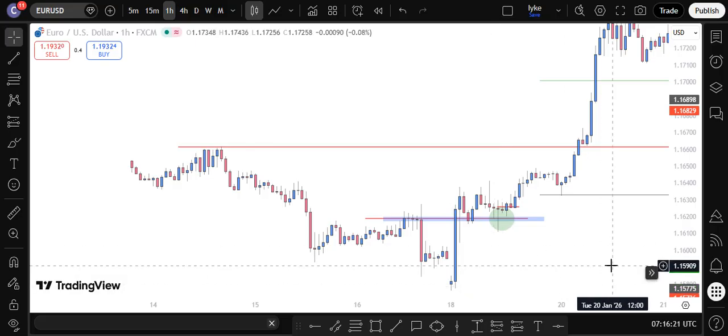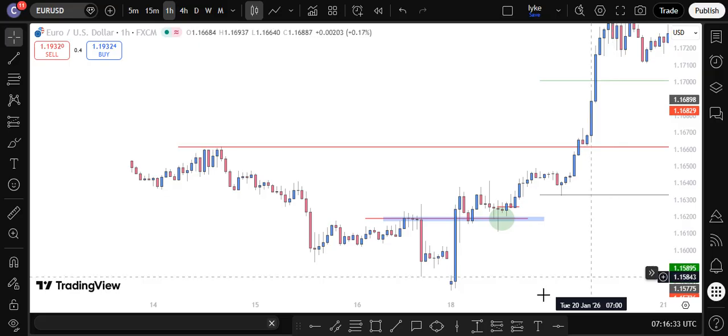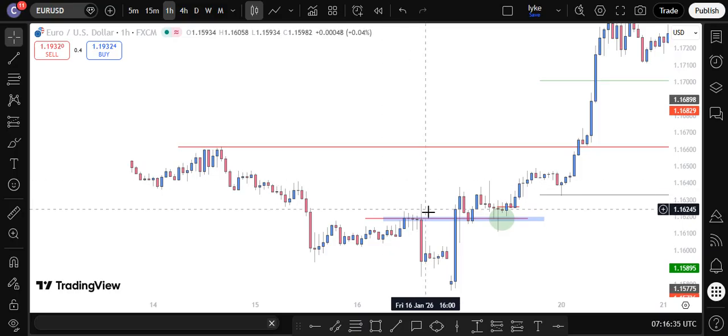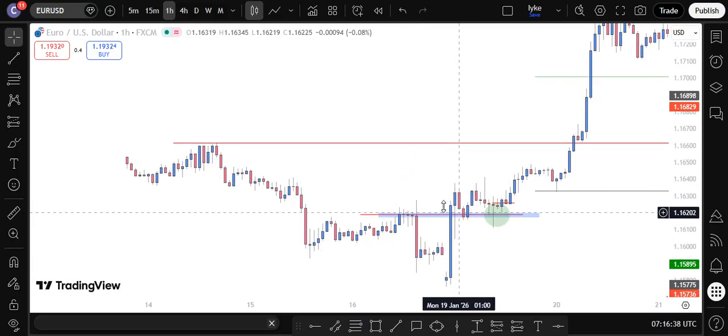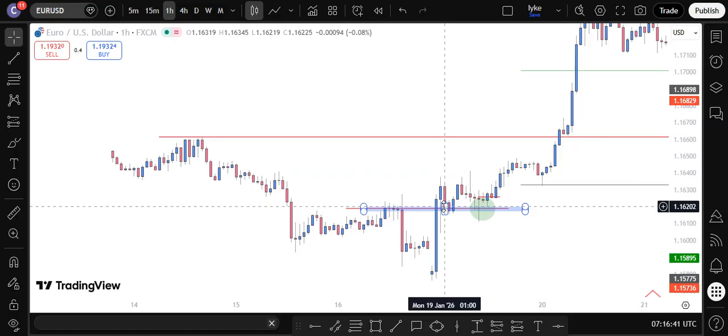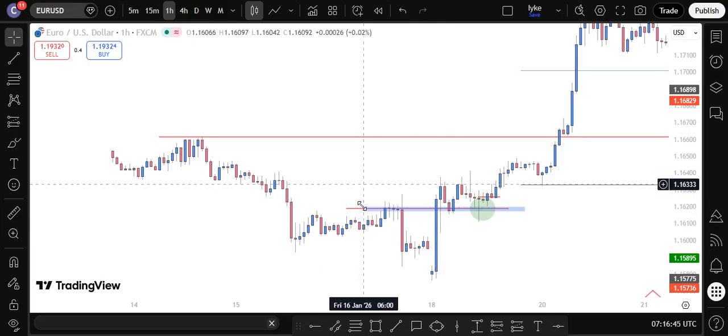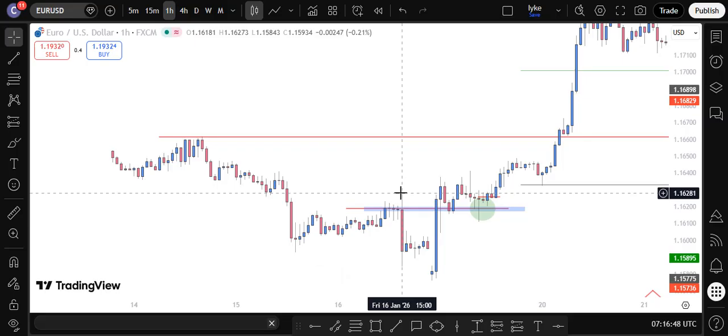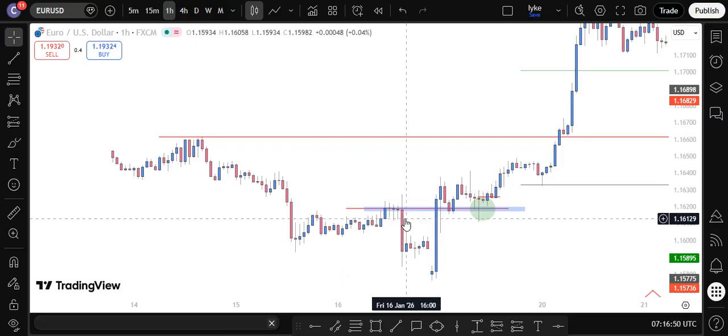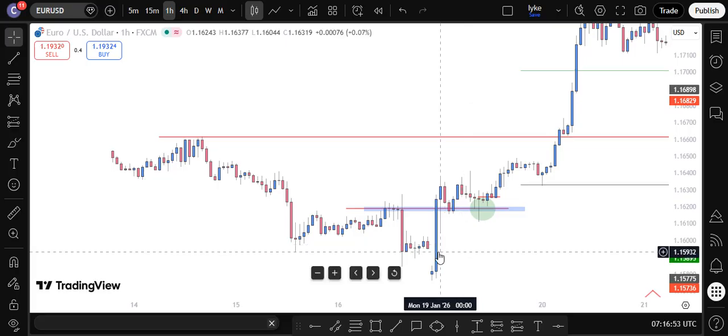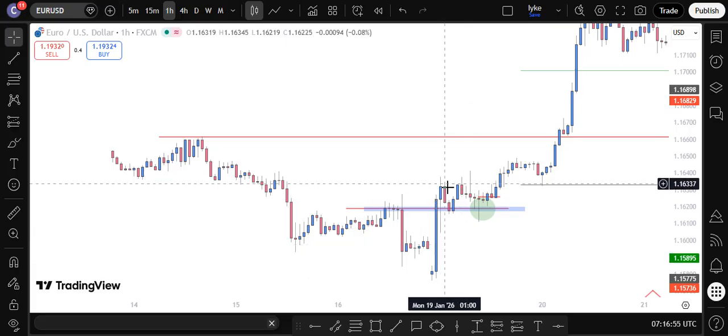So what did I say is the first indication of interest of the strategy? First, you need to see a change of character or a break of structure in your higher time frame. So price broke this high. As it broke this high, it retraced.